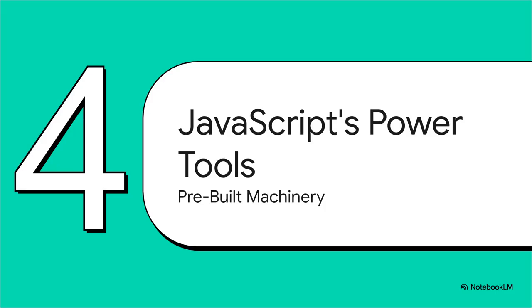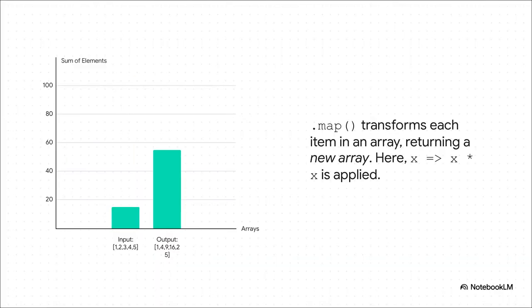Now the best part? You don't have to build all of this stuff from scratch. JavaScript comes standard with these amazing pre-built machines, a whole set of higher-order functions ready for you to use, especially for working with arrays. First up, you've got .map. Think of map like a transformation assembly line. You give it an array, and you also give it a function that tells it how to change each item. It then runs every item through that function and spits out a brand new array with all your transformed items. Here, we're turning every number into its square.